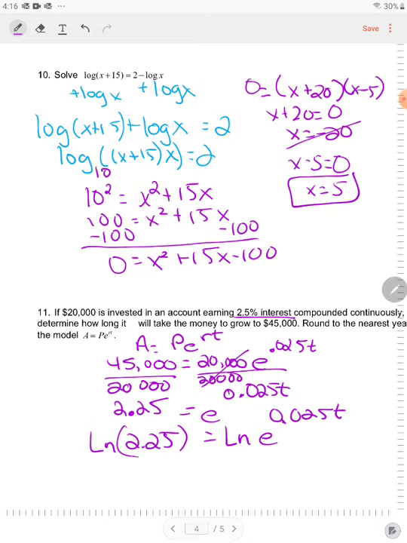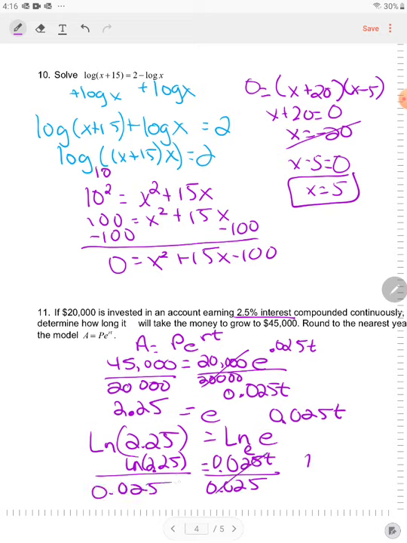Okay, and recall ln is base e, so once again you have 0.025 t is equal to ln of 2.25. You'll divide by 0.025. And if you get a negative number, you're wrong, because we know time has to be positive.